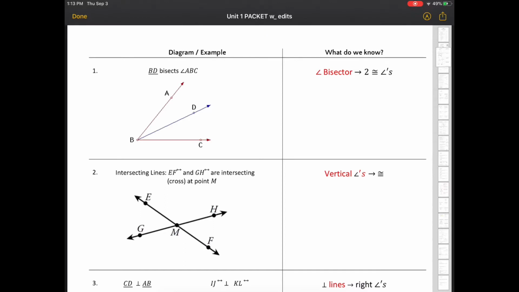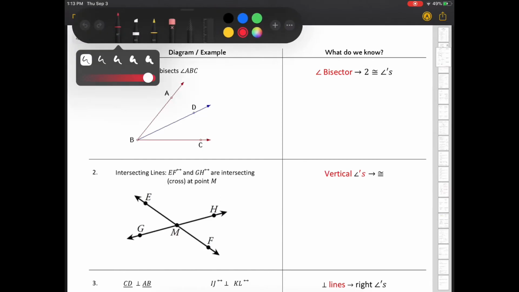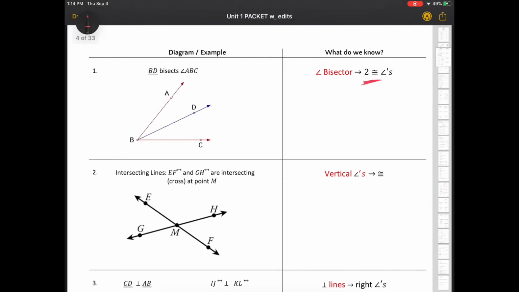So what is that? An angle bisector is a ray, or basically just two angles put together, but there's something special about them. As you see over here, what do we know? So we know that an angle bisector makes two angles congruent. That is, again, the symbol for congruent. So if we take a look at this diagram over here, it says that BD, sorry for that typo, BD bisects angle ABC. So we have our big angle here, ABC.